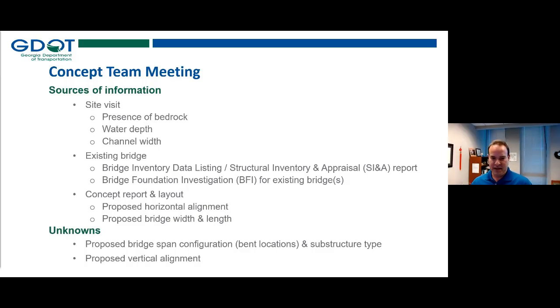And the substructure type, which we won't know for sure until we get into final design with the BFI. Again, we have hints on these things, especially if there's an existing bridge nearby. So the idea here is to make an educated guess with the information we have, not to say we won't know for sure until we have the BFI. And many times we recognize the proposed vertical alignment is still not finalized. And we're recognizing that fact and still saying we can move forward with the development of these plans.